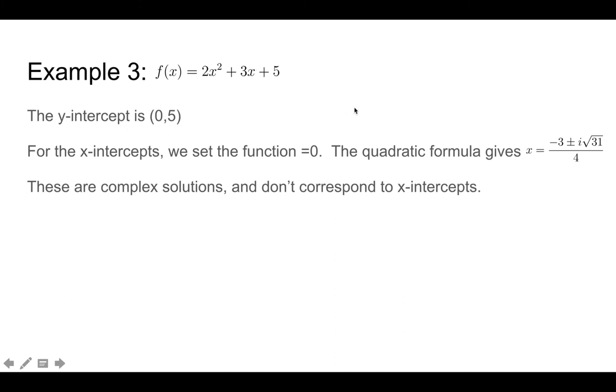Sometimes we don't end up with any x-intercepts. Sometimes we get 1, sometimes we get 2. Whenever quadratic formula spits out complex solutions, you don't have any x-intercepts.